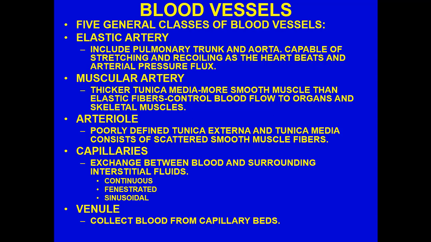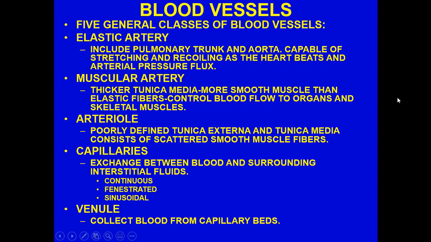The arteriole has a poorly defined tunica externa, and the tunica media consists of scattered smooth muscle fibers. It's basically the small-range delivery to the capillary bed. In the capillary bed, you have an exchange between blood and the surrounding interstitial fluid. We're going to have three different types of capillaries. They all have the capability to transfer material back and forth, particularly fluids and small molecules. But as you will see in a little bit, we're going to talk about being able to handle the exchange or leakage out from the blood of larger molecules.